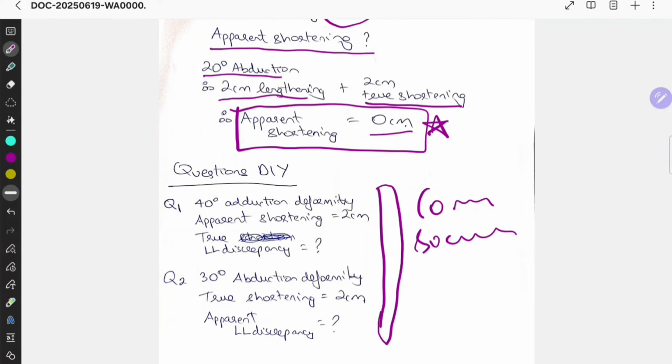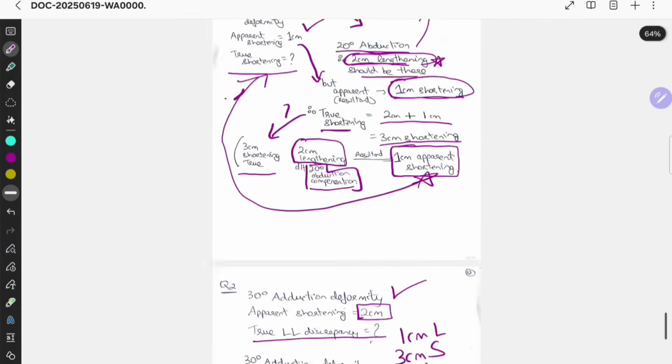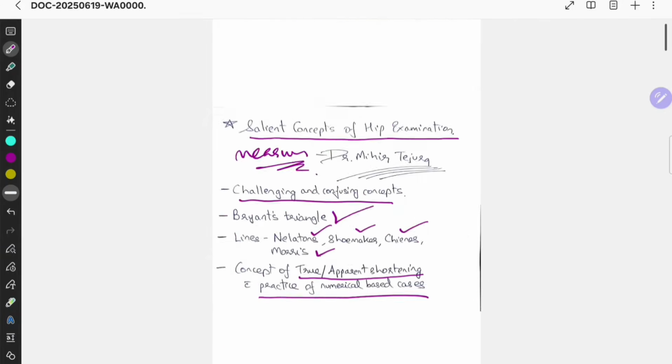Okay. So that was all about the salient features of hip examination measurements, all the confusing and challenging concepts. That is what we discussed today.